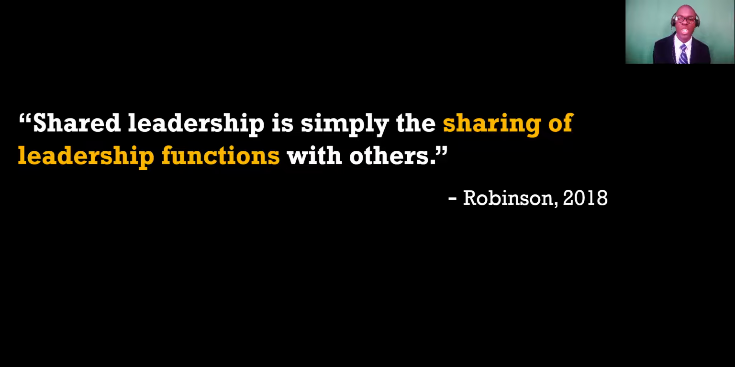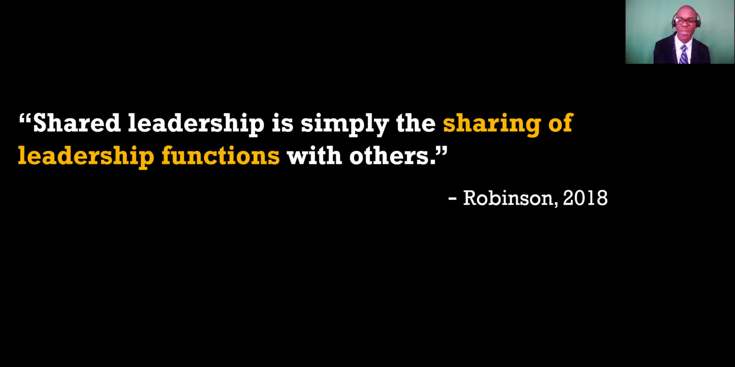Central to shared leadership is a notion that more than one member of the group can enact leadership or exert influence on the team. So again, central to shared leadership is the notion that more than one member of the group can enact leadership. So not only the elected leader is able to enact leadership or exert influence on the team, but also more than one person can do that.